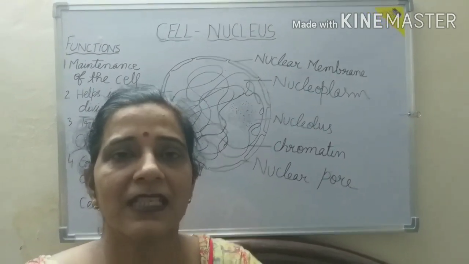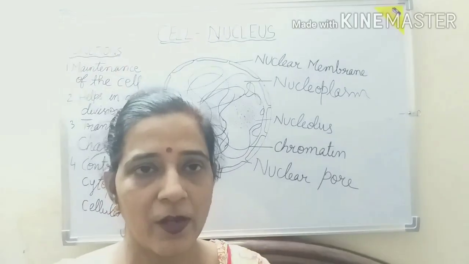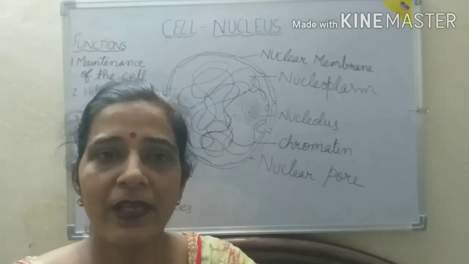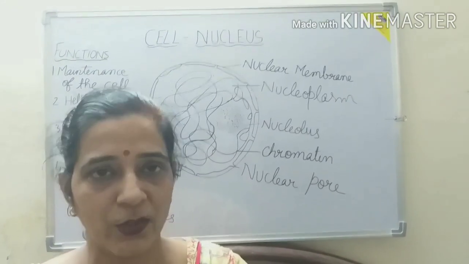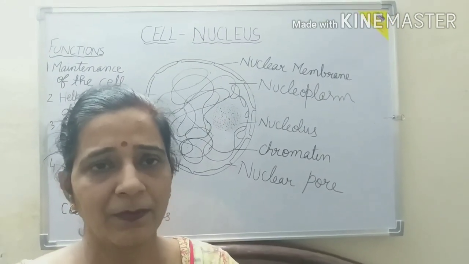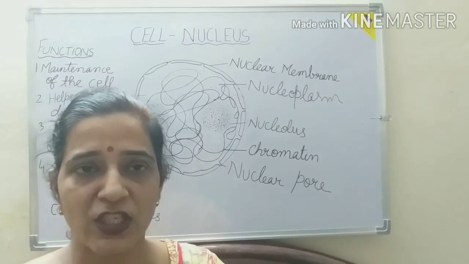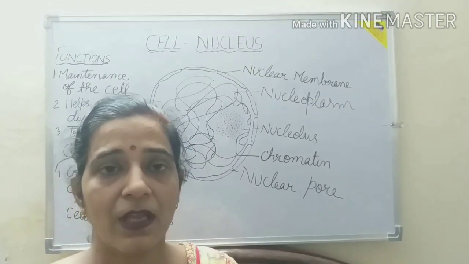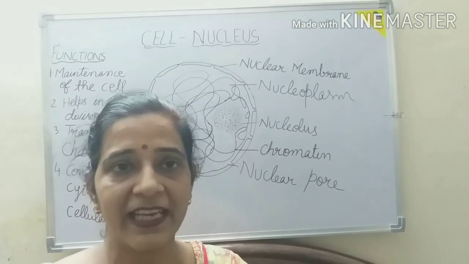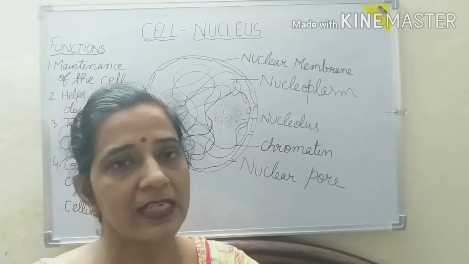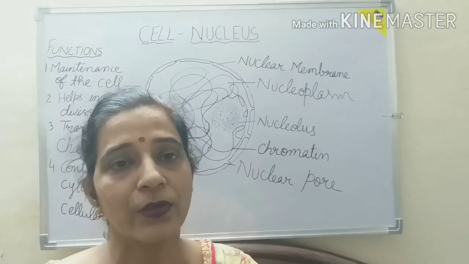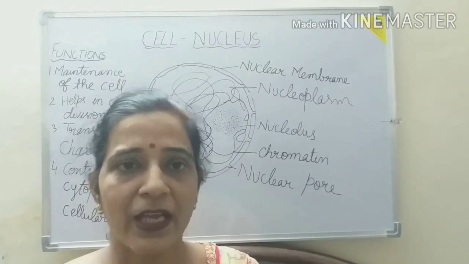But in some cells, like the prokaryotic cell, the nucleus is not surrounded by any membrane. Just like RNA material, it is suspended in the cytoplasm. No membrane is found in that, and that type of nucleus is known as nucleoid. But in the eukaryotic cell, the nucleus is well developed and also surrounded by a nuclear membrane.